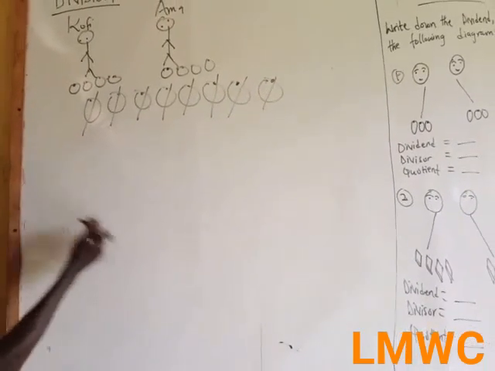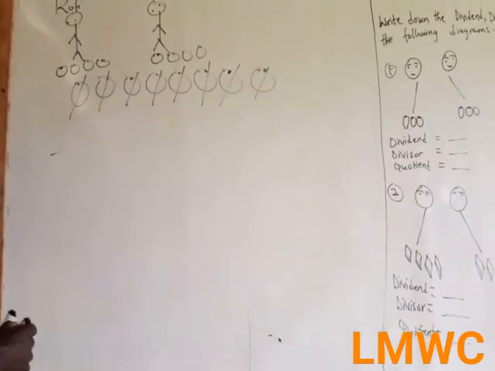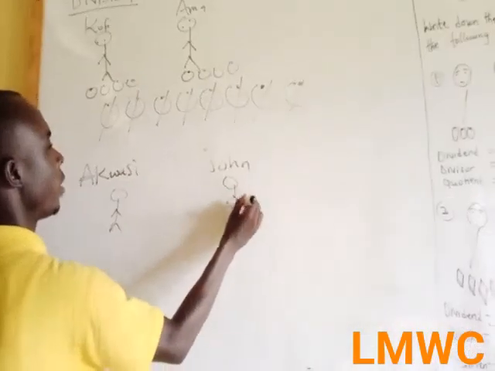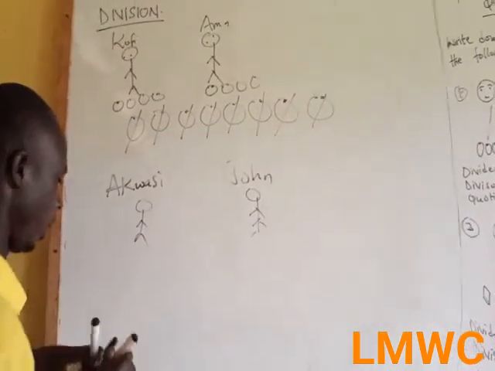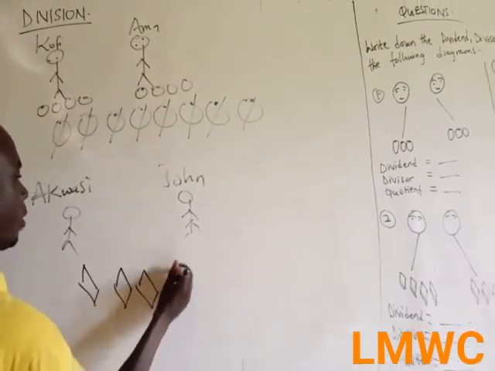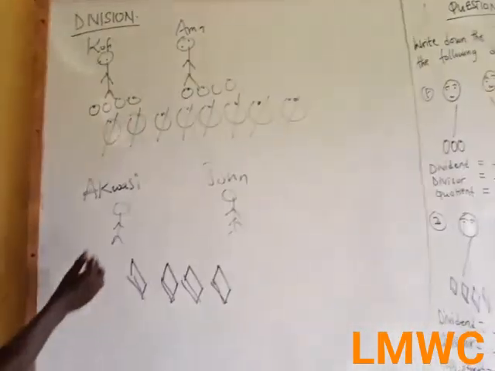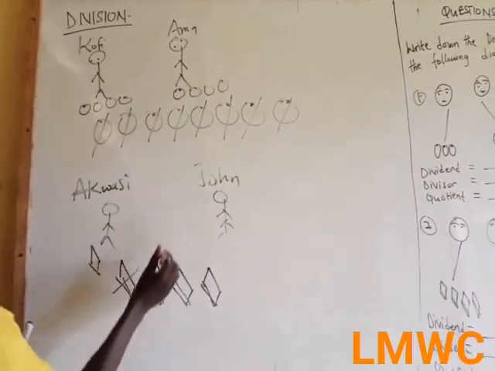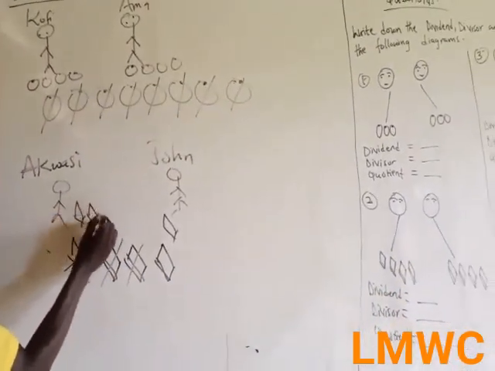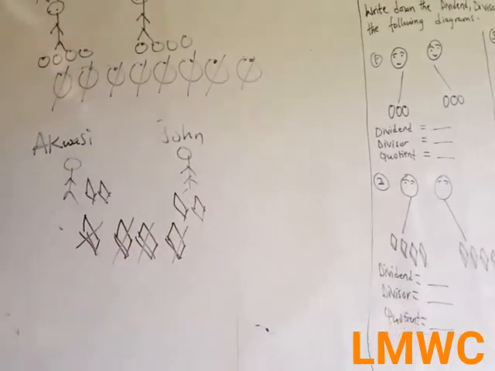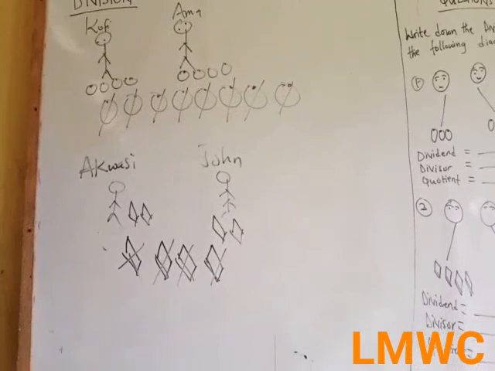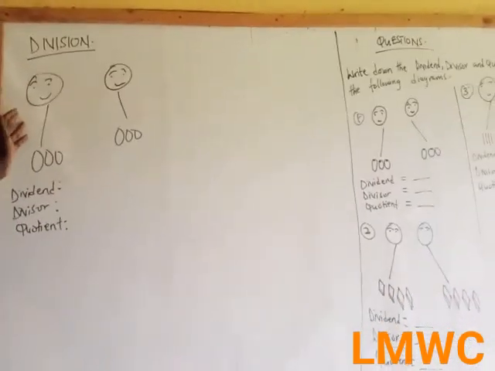It's not difficult. Let me take Akwesi and John. So this is Akwesi and this is also John. They are given 4 books to share. So Akwesi will pick one book. John too will pick another book. It's left with 2 books. Akwesi picks another book. John too picks the last book. So this means Akwesi gets two of the books and John too gets two of the books. So it's not difficult.